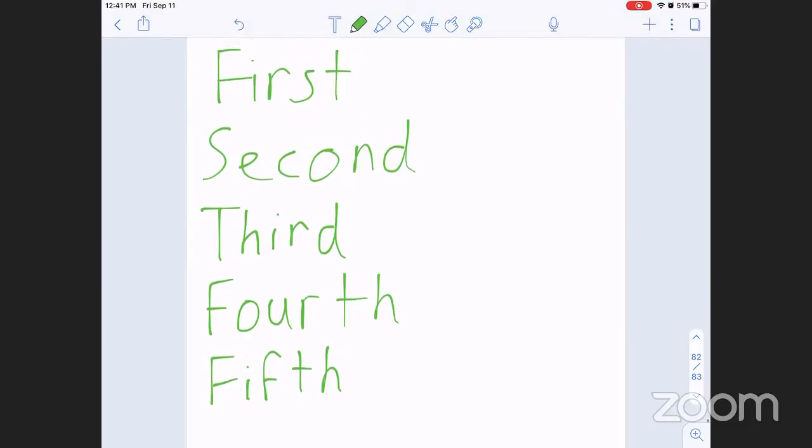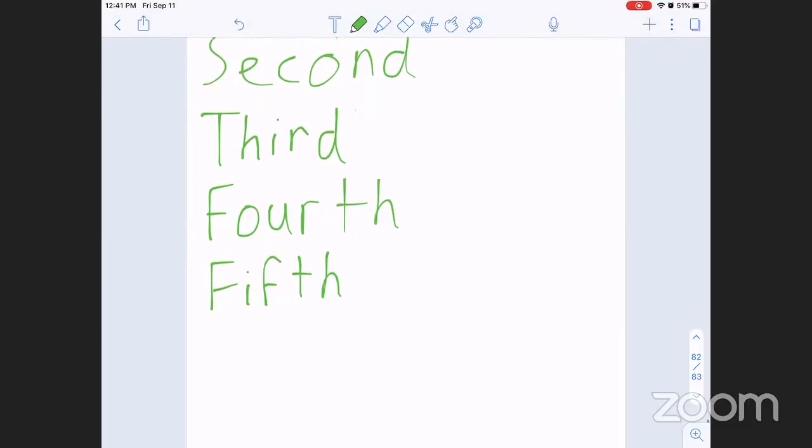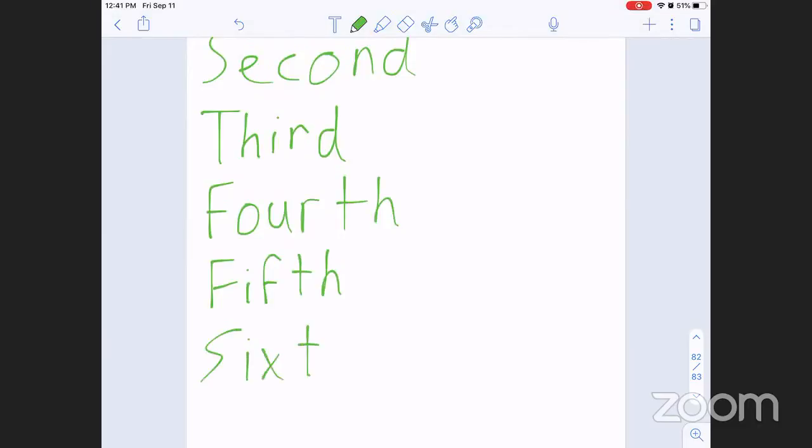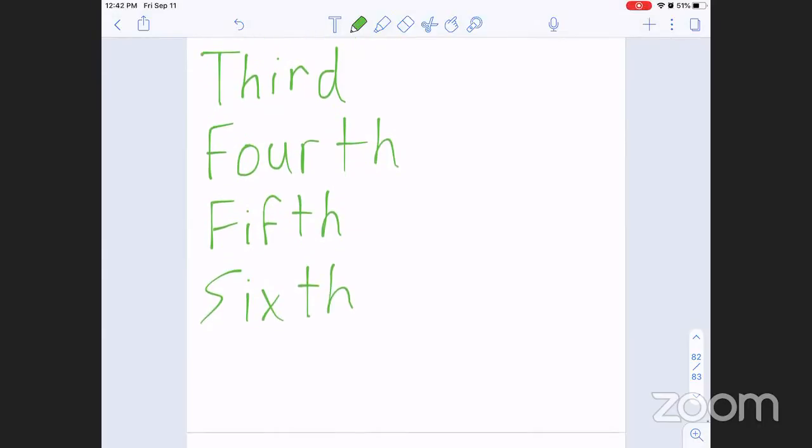All right, McKenna, you're number 6. What would your ordinal number be? 6th. Nice and easy. It's just 6 with a TH on it. These next ones get really easy. Let's see. Wesley, you're number 7. What would your ordinal number be?